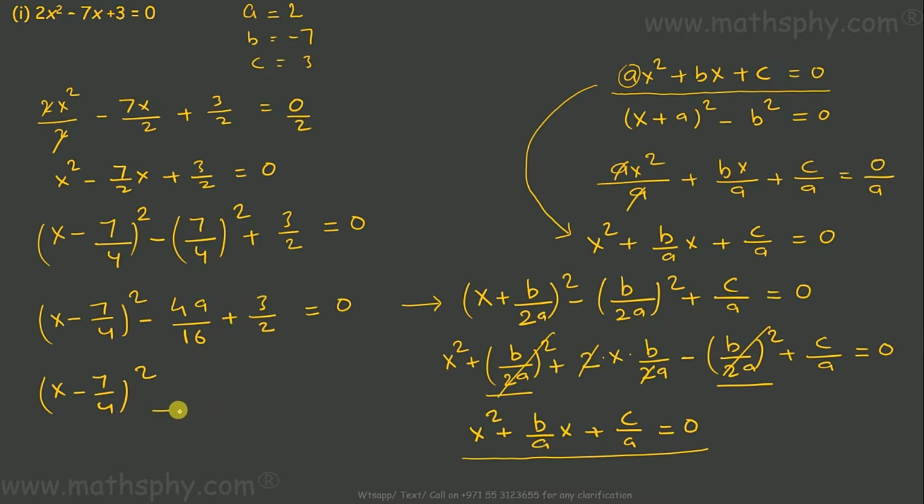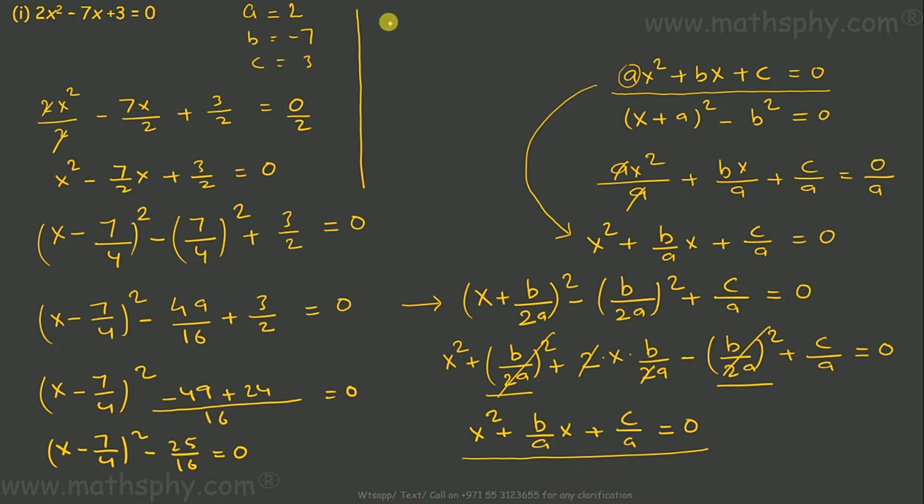So this will be minus 49 plus 24 equals 0. This is x minus 7 over 4 whole square minus 49 minus 24 gives you 25 over 16 equal to 0. X minus 7 over 4 whole square will be equal to 25 over 16. This negative 25 over 16 goes this side, becomes positive.